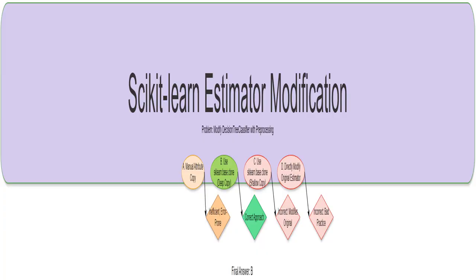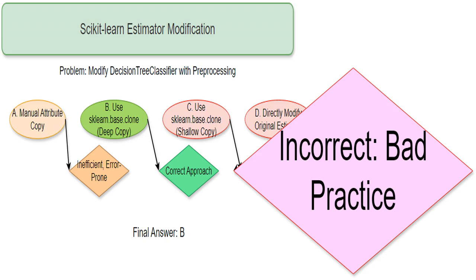Manually copying each attribute is tedious, prone to errors, and risky. I might miss crucial internal details of the classifier, leading to incorrect behavior. It's not efficient and not a reliable approach. This is a bad idea and should be avoided. I must never modify the original classifier directly. This can cause unpredictable problems, especially in complex workflows or when using parallel processing. It violates the principle of leaving the original estimator untouched and could lead to debugging nightmares.